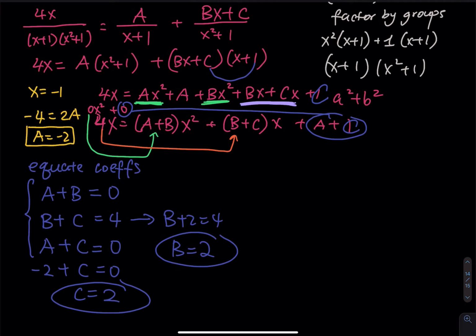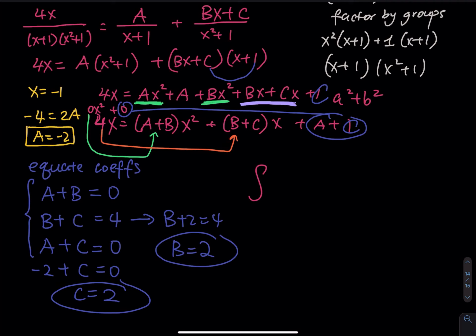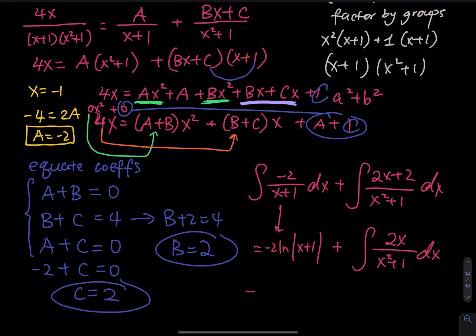All right then. The next step is we go back to the integration. So we have the integral of -2 divided by x plus 1 dx, plus the integral of 2x plus 2 divided by x squared plus 1 dx. The first integral gives me an ln: -2 ln absolute value of x plus 1. The other integral we break down into two integrals: 2x divided by x squared plus 1, and 2 divided by x squared plus 1.